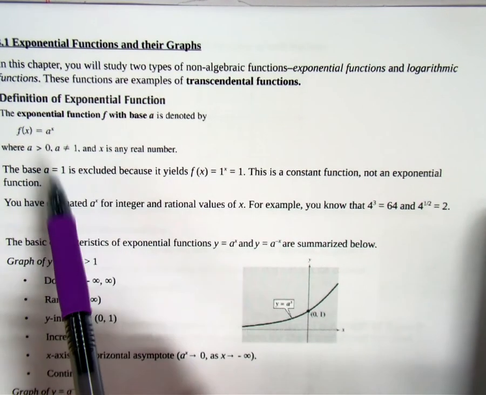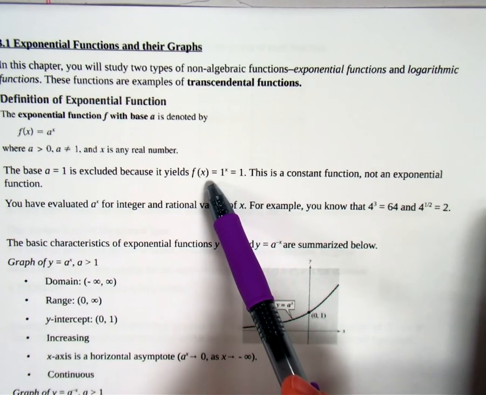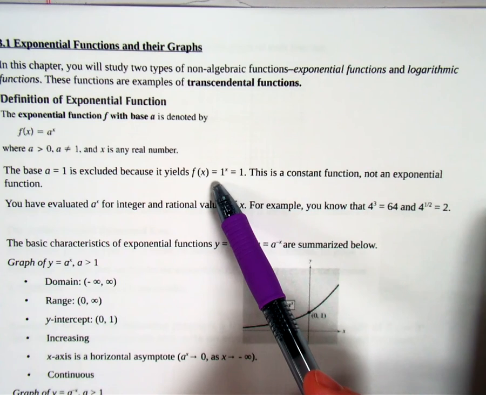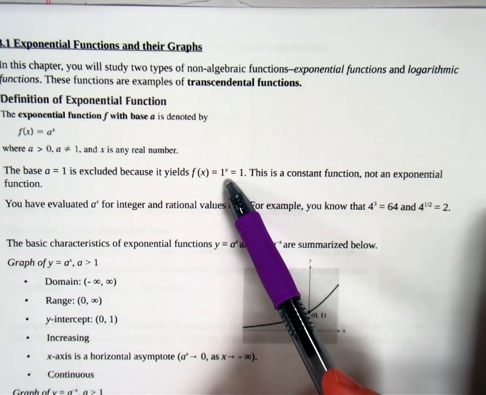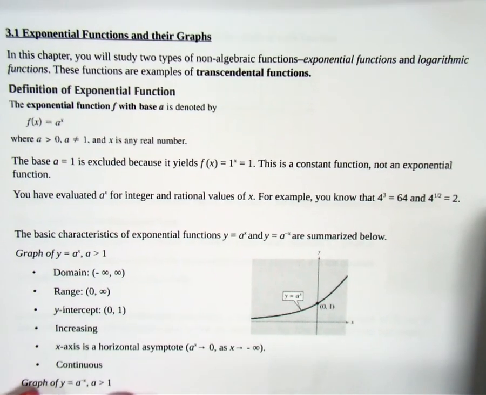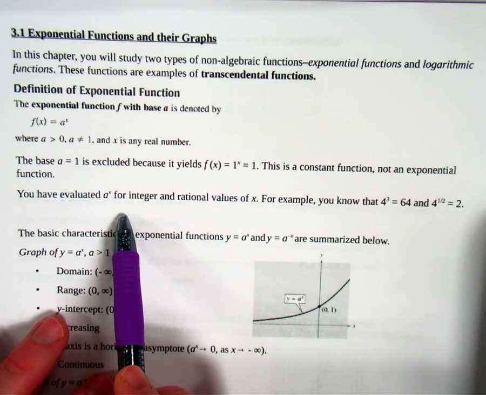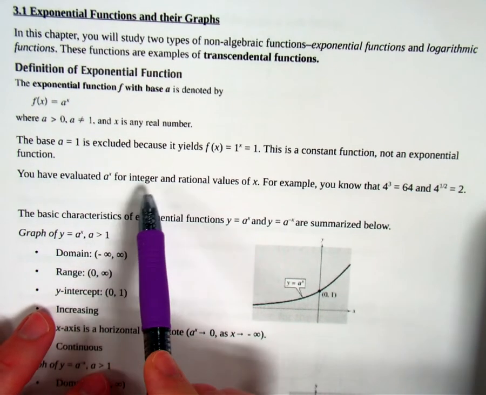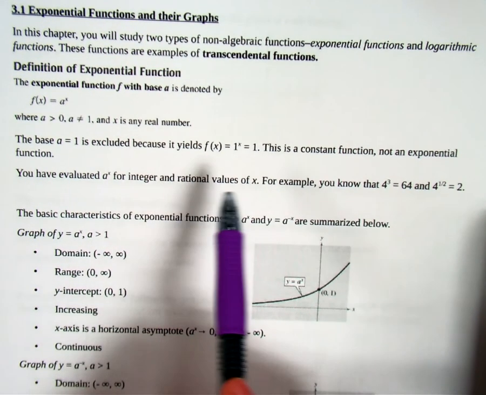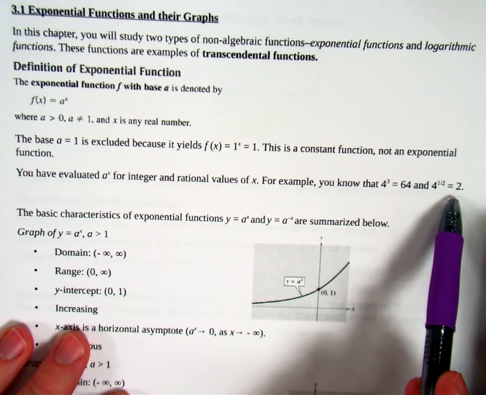Well, why not 1? Because if the base a is 1, then 1 to whatever power is still just going to be 1. It doesn't move at all. So that would qualify as a constant function and not an exponential function. So once we have a bigger than 0 and not 1, we're going to have some movement.